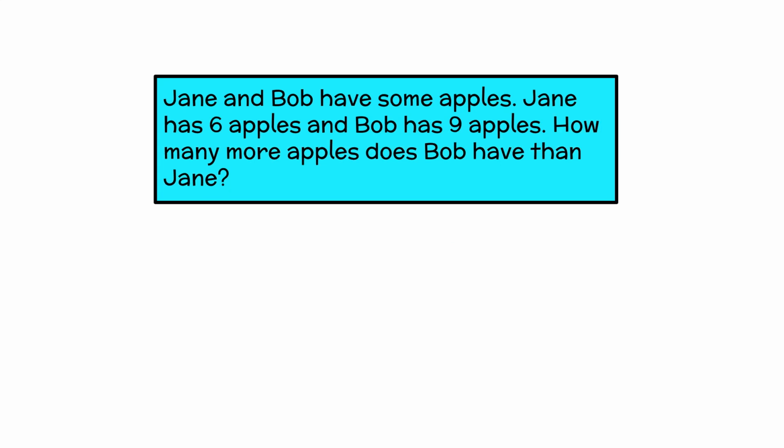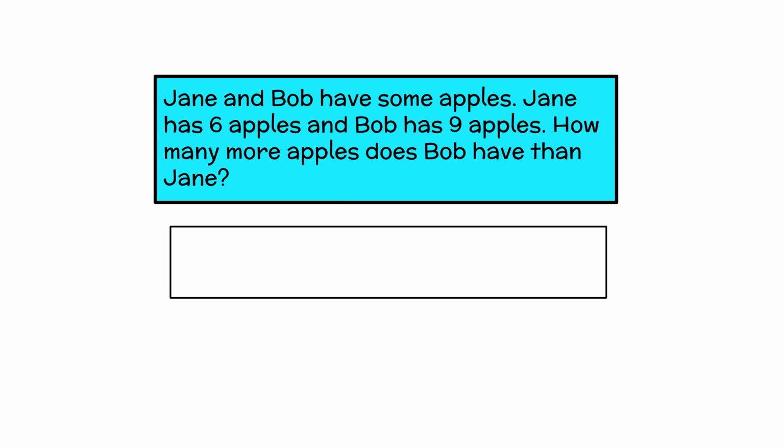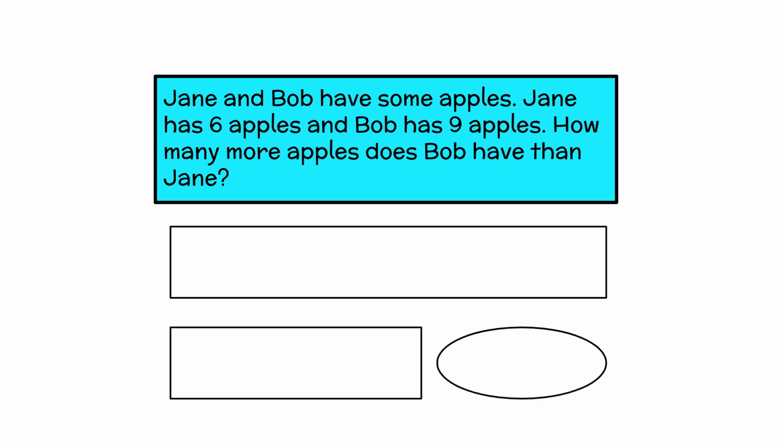Since this is a compare problem, you're going to draw comparison bars. Start with the longer bar at the top to represent the total, and a smaller bar underneath to represent one of the partners, and an oval to represent the other partner. Next, label each bar with a capital letter. Bob has 9 apples. We know he has more, so the first bar will have a capital B. The second bar is for Jane with a capital J.